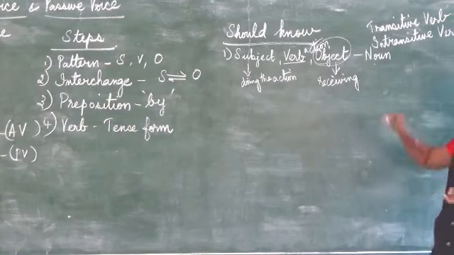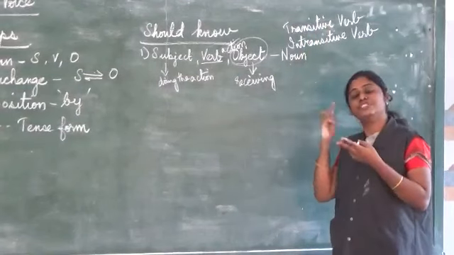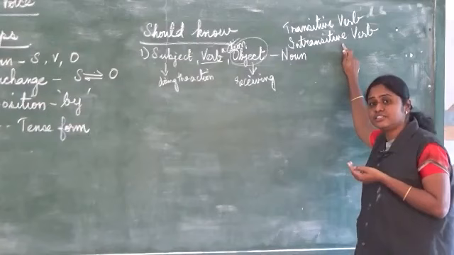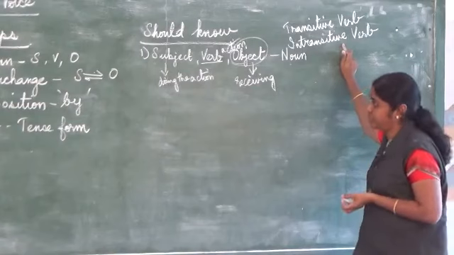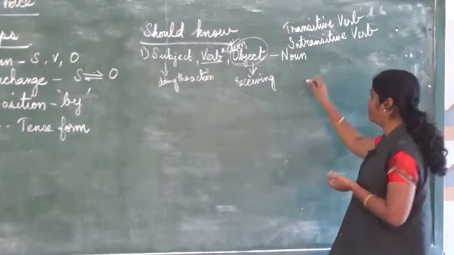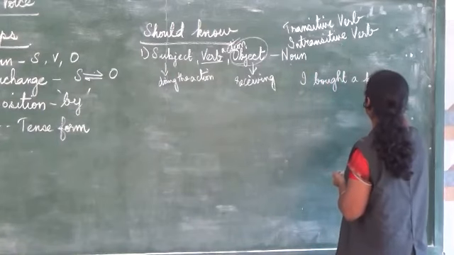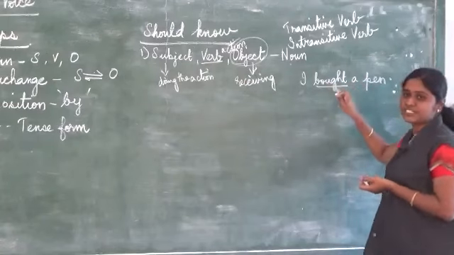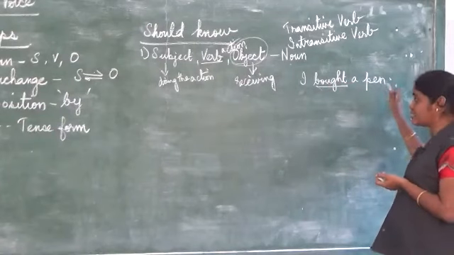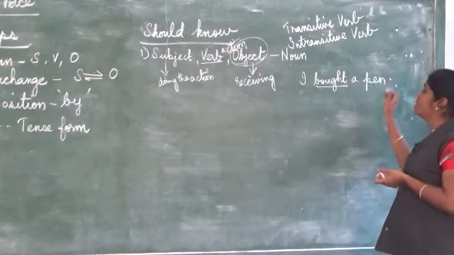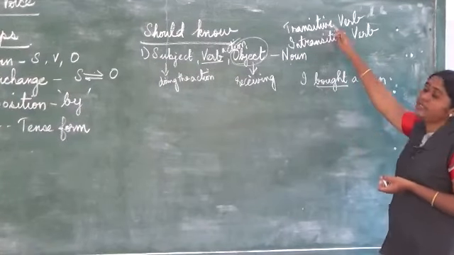What is transitive verb and what is intransitive verb? Transitive verbs are verbs which will have object and which can have object, whereas intransitive verbs are verbs which do not have object or which cannot have object. For example, I bought a pen. Now in this sentence bought is a verb. Now this verb, it has an object. I bought a pen.